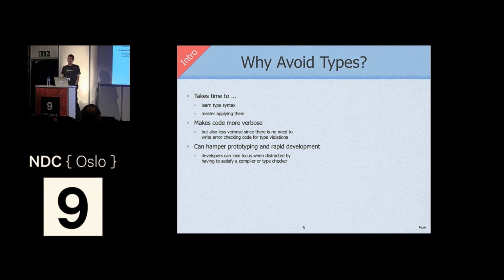With all that said, all these good reasons that you want to use types, there are also reasons that you shouldn't. And one of them is that it's going to take some time to get used to specifying the types in your code and mastering how to do that. It also is going to make your code more verbose, which is kind of distracting while you're trying to understand what is happening. And it will hamper you if you're trying to create a prototype or you're doing rapid development. It's going to slow you down.